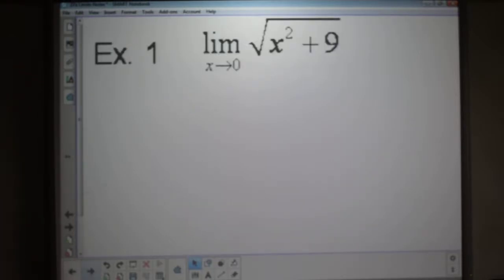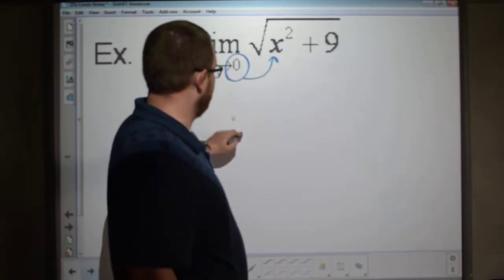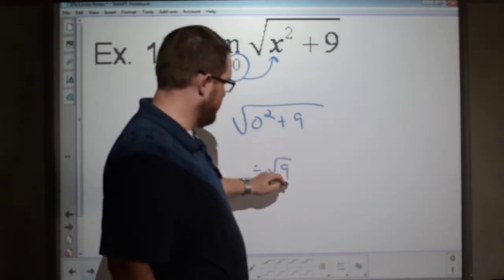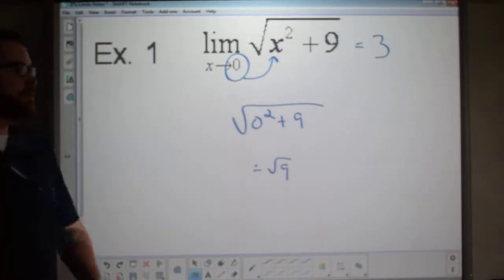So let's try this problem. I don't see any division by 0 in this problem, so take 0, plug it straight in. 0 squared plus 9, well that's the square root of 9, and that is 3. It's just that simple.